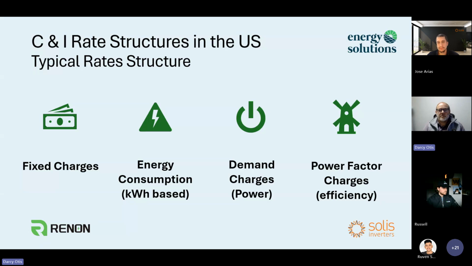Commercial and industrial rate structures in the US typically have four main categories. There's typically a fixed charge, a flat charge on the rate. There's usually an energy consumption charge, kilowatt hour based typically, or could be kVA hour. There's demand charges. And on large industrial rates there's often also a power factor charge, or an efficiency charge. I'll get into each one of these in a little more detail.